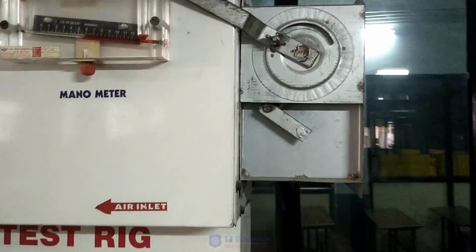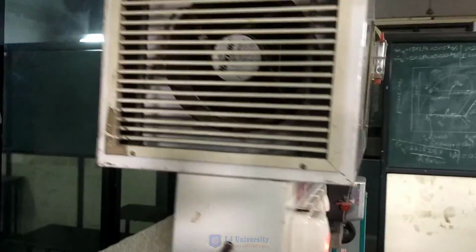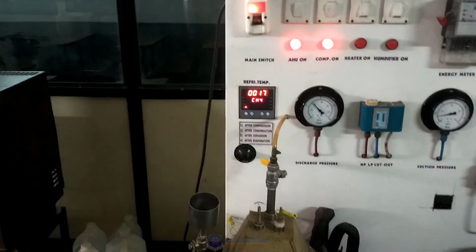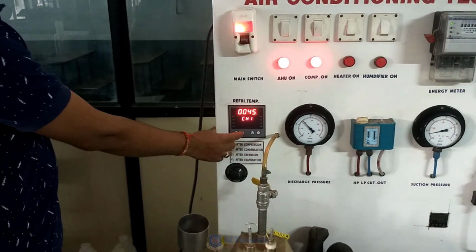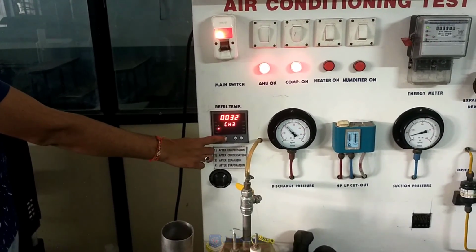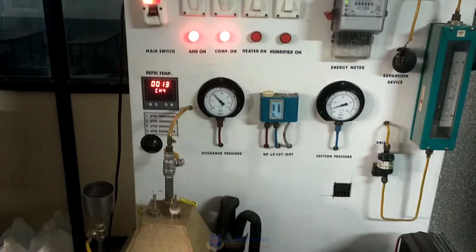This is the air inlet. Through this duct, air is going in. At the center portion the refrigeration or heating effect will take place, and the cold air or hot air comes out from this air outlet. These are the pressure gauges, from which we can measure the pressure. This is the temperature indicator, from where we can take temperature readings after compression, after condensation, after expansion, and after evaporation.